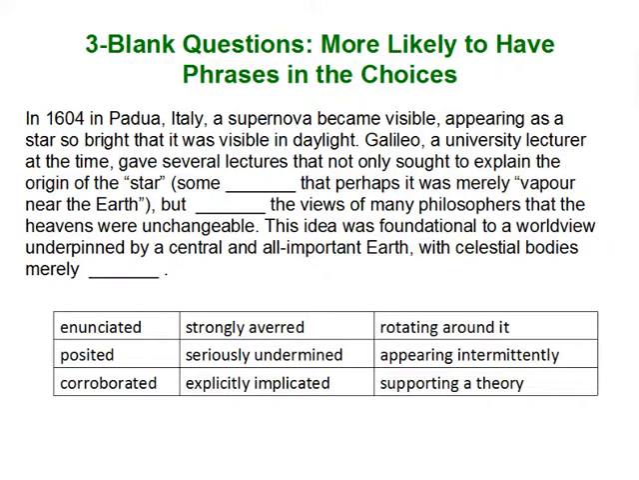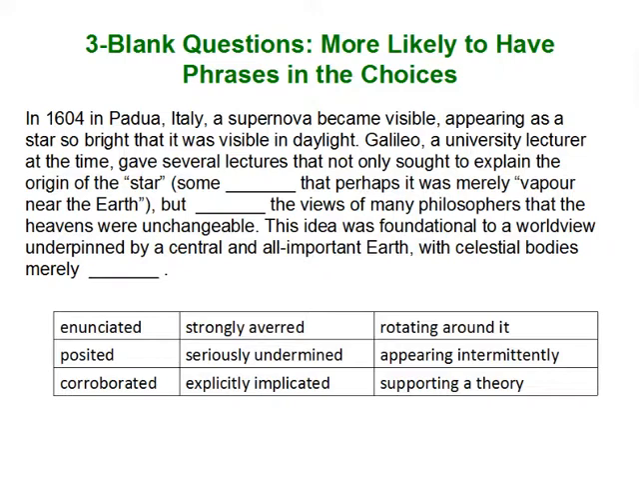So the first sentence has no blank, and it's just background information. A supernova became visible. Okay, great. It was visible in daylight. Okay. Galileo gave several lectures that not only, now this is a great structural word, not only sought to explain the origin of the star, but sought to do something else. So not only explain the origin of the star, but also to do something to the views of many philosophers that the heavens were unchangeable.